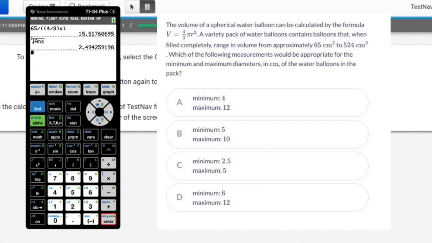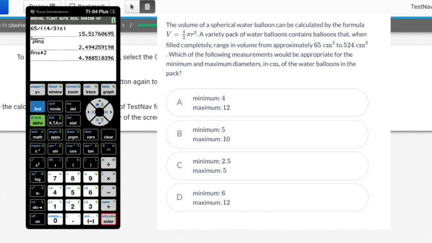They don't want a radius, they want a diameter. So in order to find the diameter, I'm going to multiply by 2. And so the diameter that would give me a water balloon of 65 centimeters cubed would be 5 centimeters, which gives us our answer right away at B.